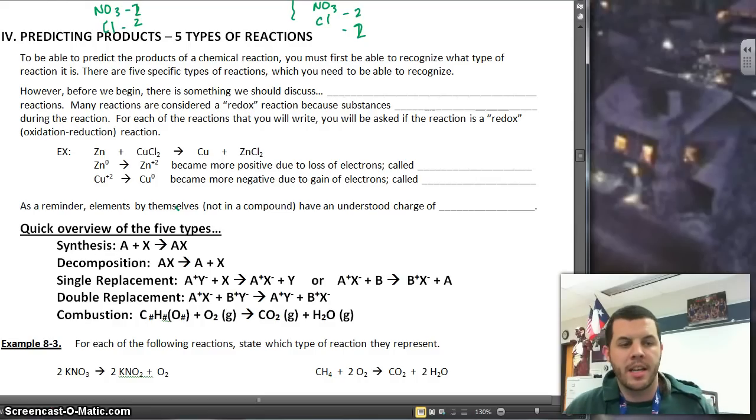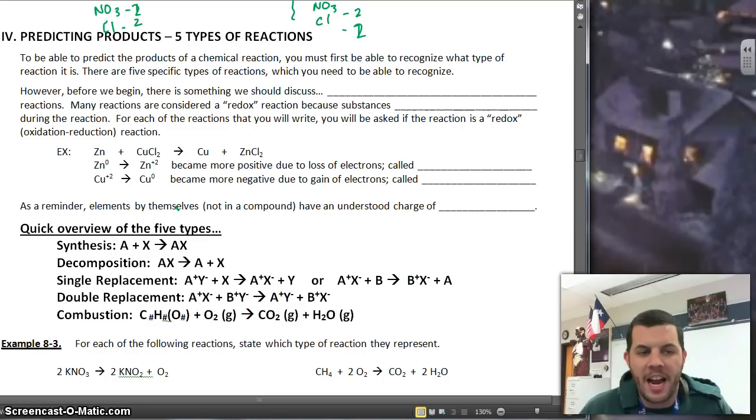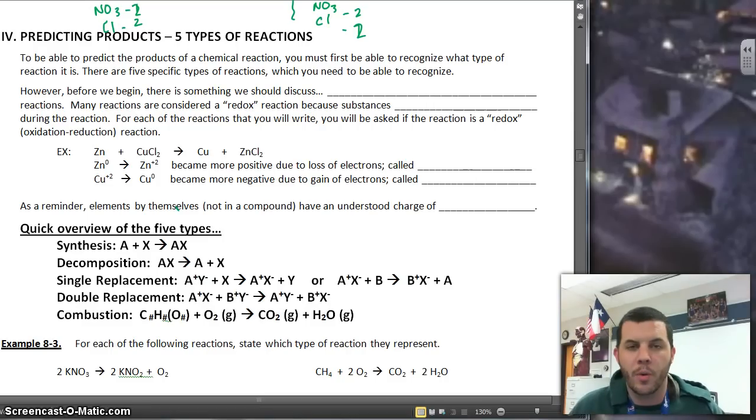All right, let's keep on moving on. We got predicting products next. There are 5 kinds of reactions. We need to know about all 5 kinds. However, before we start, we also need to make sure that we understand a little something about something called oxidation.